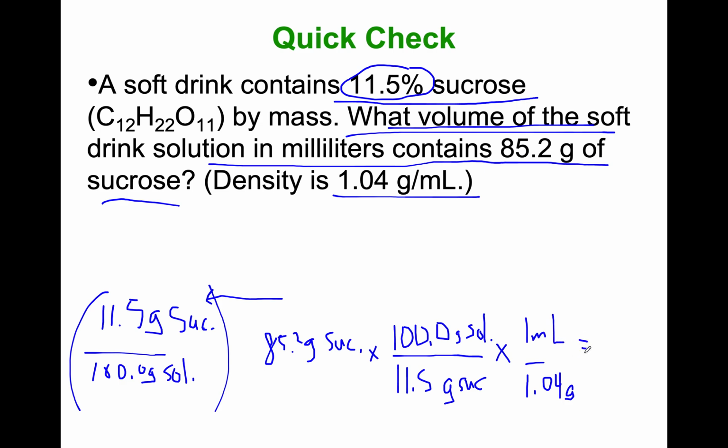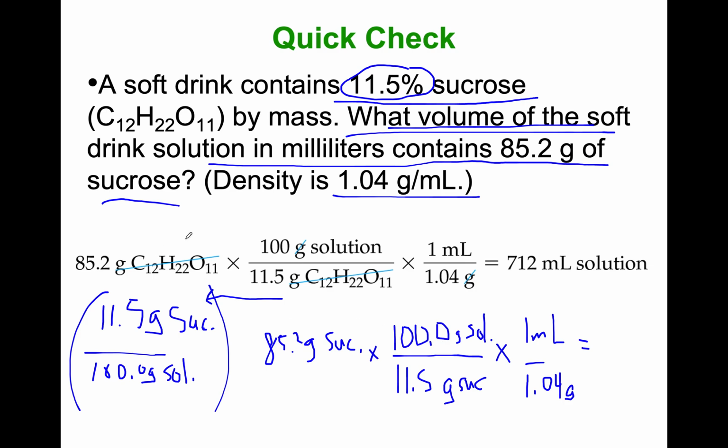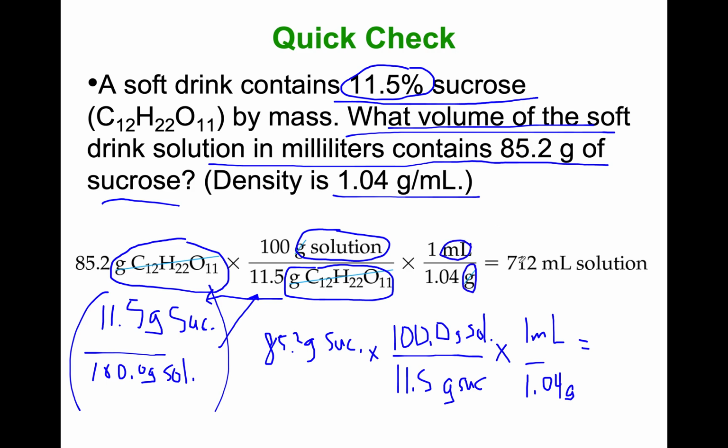So our units really help us here. Grams of sucrose cancels out grams of sucrose. And remember, we took the percent and inverted it to get the grams of solution on top. The grams of solution versus the mLs of solution is the density, so we're dividing by the density. That gives us our mLs of solution. So this is using mass percent as a conversion factor.